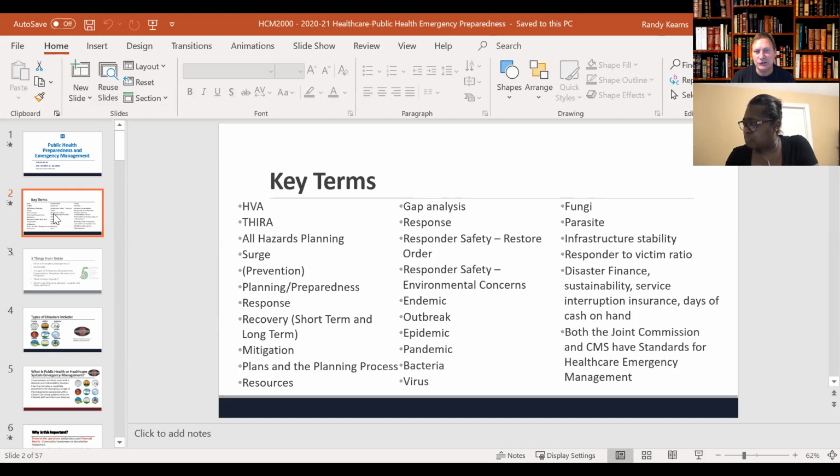And then mitigation. Mitigation is a phase that really starts to come into play after the disaster ends and before the next disaster begins. And one of the key parts of mitigation is to look for ways to avoid the disaster.